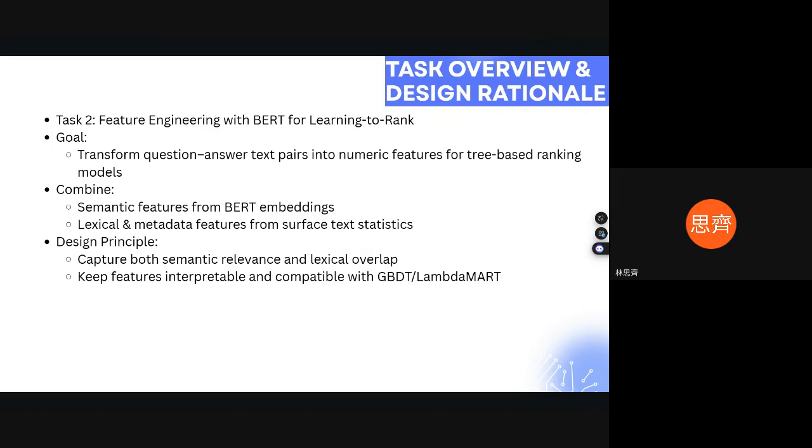Okay, in task 2, our goal is to transform question-answer text pairs into numerical features that can be used by tree-based learning-to-rank models. Instead of directly feeding raw text or embeddings into the model, we design explicit pair-level features that capture both semantic relevance and lexical matching signals. These features are later used by the ranking models in task 3. Okay, next page.